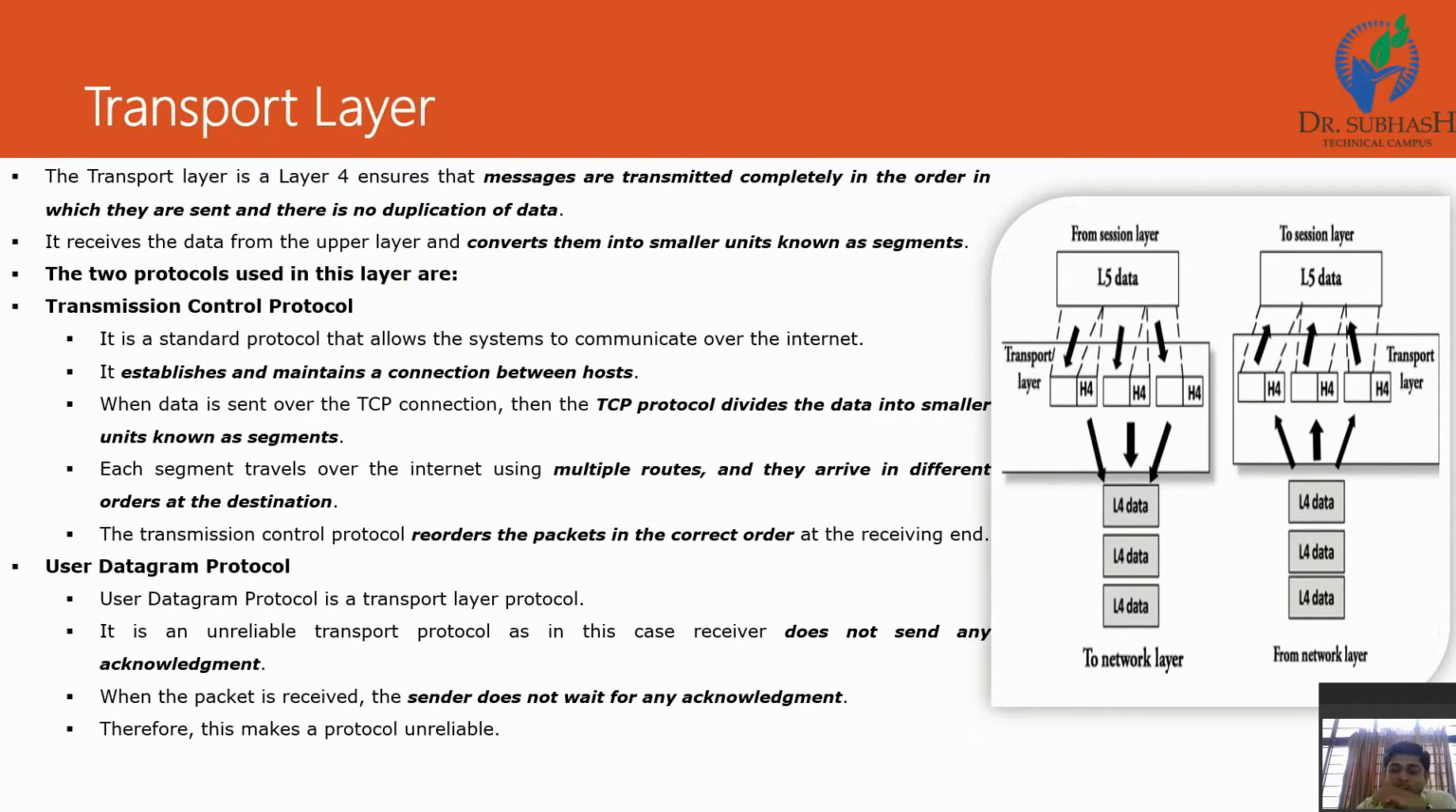Here also two protocols are used. These are Transmission Control Protocol, TCP, and another one, User Datagram Protocol, UDP. Now we have two different words, TCP and UDP. Now one terminology comes into existence: connection oriented and connectionless communication.